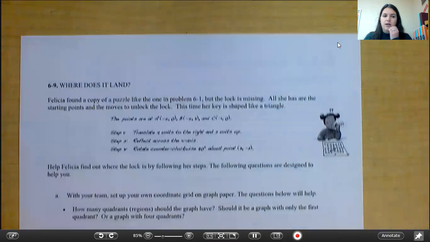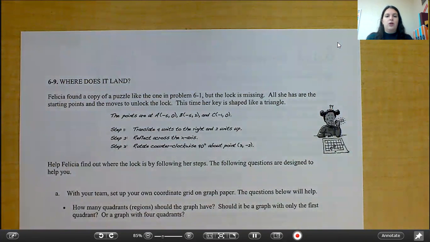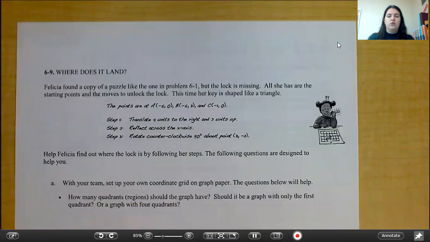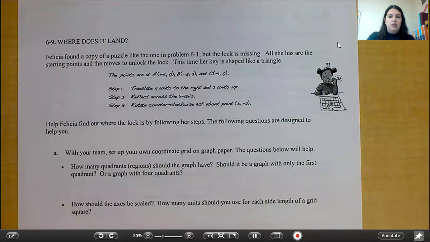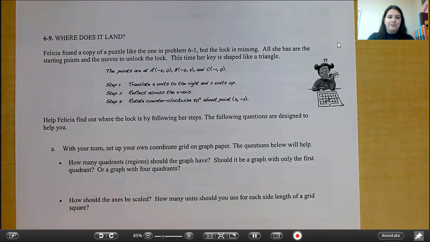Problem 6-9. Felicia found a copy of a puzzle like the one in problem 6-1, but the lock is missing. All she has are the starting points and the moves to unlock the lock. This time her key is shaped like a triangle. The points are at A (-5, 0), B (-5, 3), and C (-1, 0).